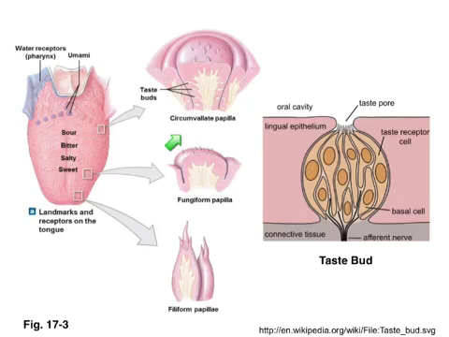You may be familiar with the idea that different regions of the tongue taste different flavors, but the reality is that all taste buds can detect all flavors, although there is some evidence that the anterior portion of the tongue is more sensitive to salty and sweet tastes, and that the posterior portion of the tongue, the papillae located back here, are more sensitive to sour and bitter tastes.